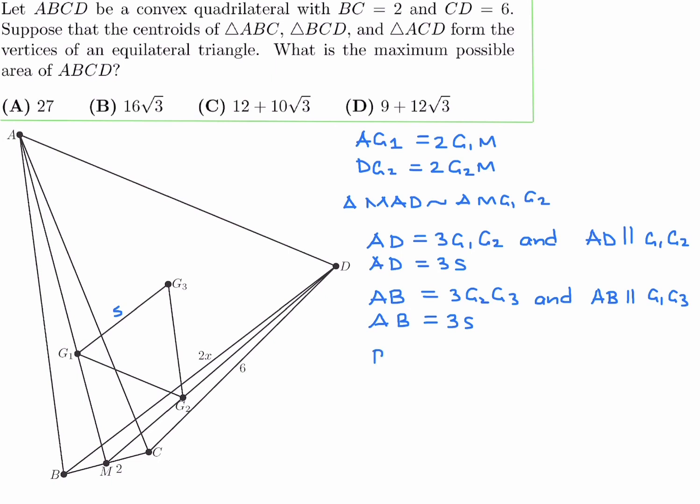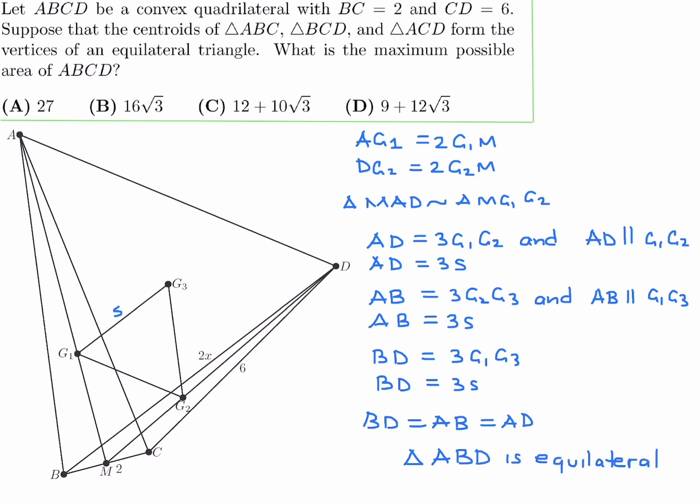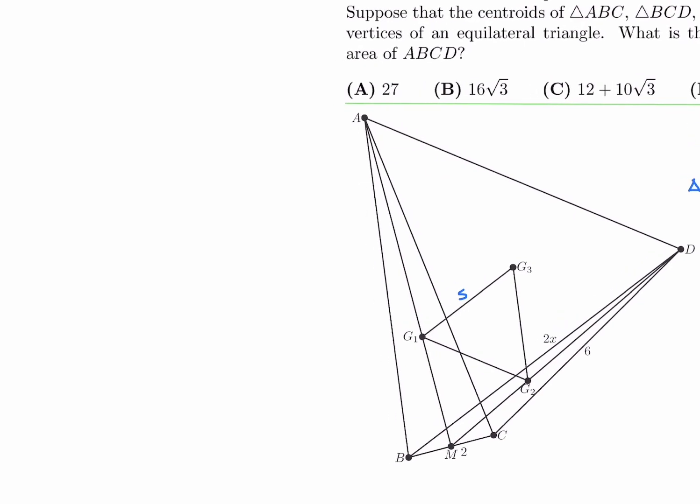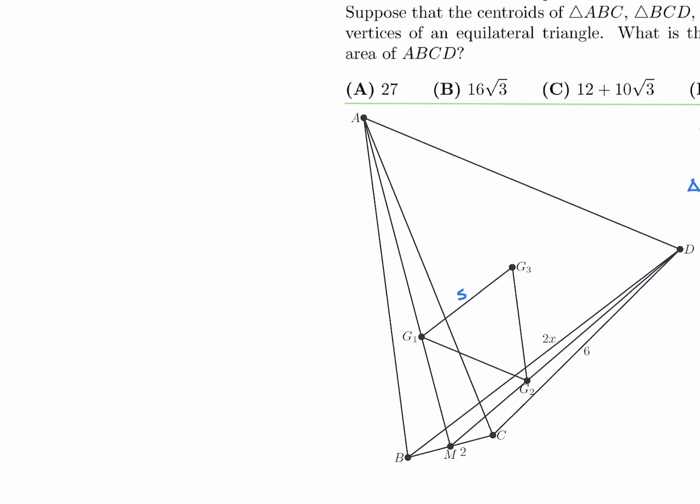And in the same way, we can do this exact same thing for the third side, which is BD. BD will be equal to 3G1, G3, which is equal to 3S. So BD is equal to AB is equal to AD, and that concludes that triangle ABD is equilateral. So a lot of hard work just to show this, but that is a requirement in order to proceed with the question. So here we go, next part of the question.